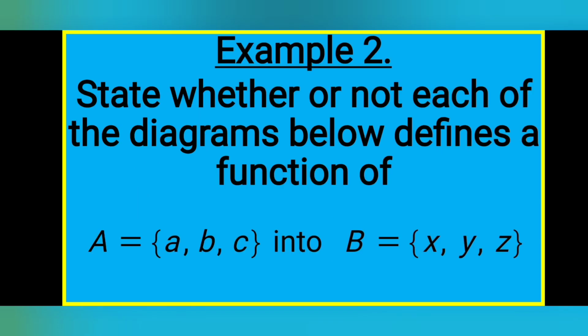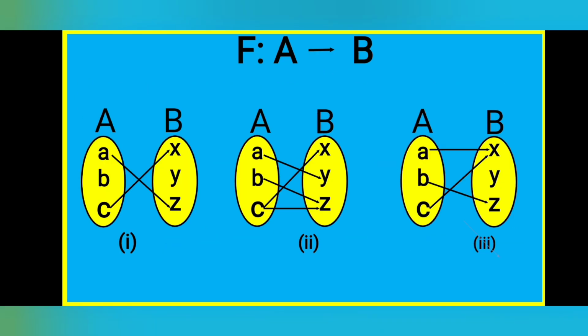Now let's look at example 2. In example 2, we have two sets A and B. A has the elements a, b, c and set B has the elements x, y, z. We are to state whether or not each of the diagrams below defines a function of A into B. Look at the diagrams here. We have three of them: I, II, and III.